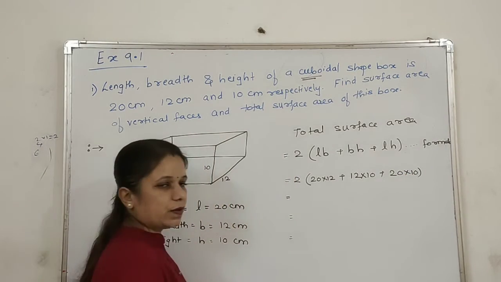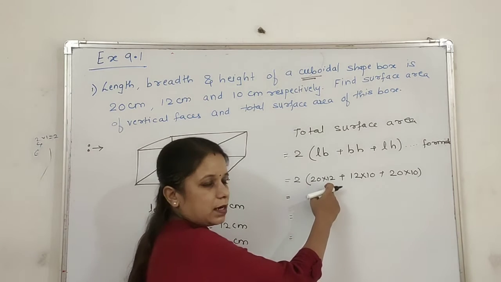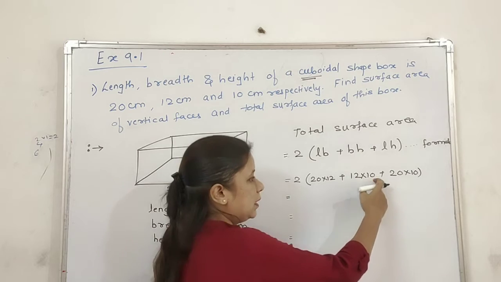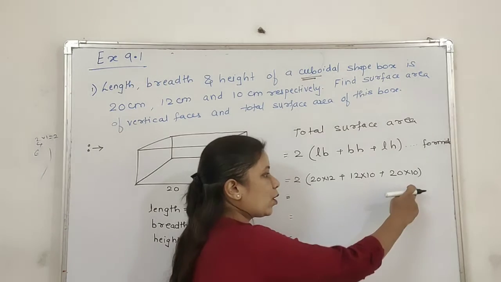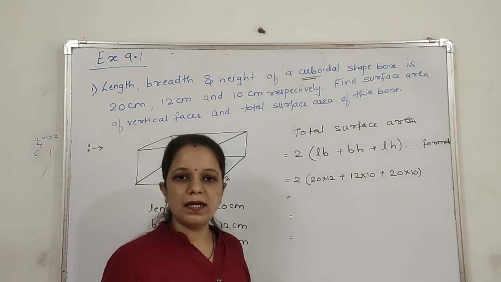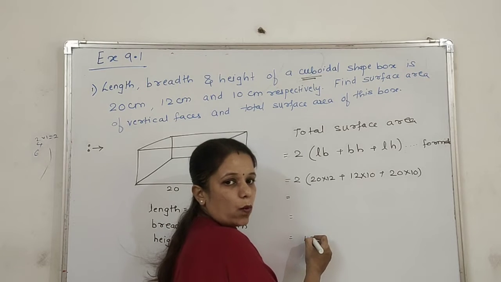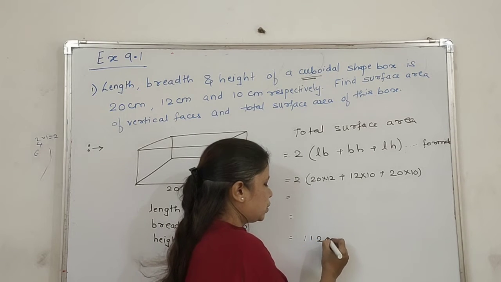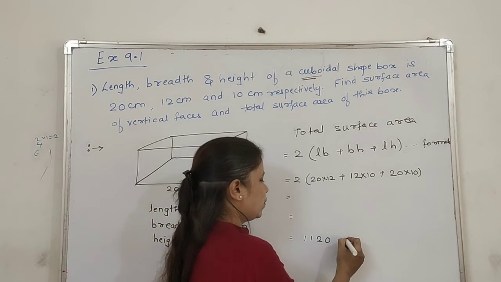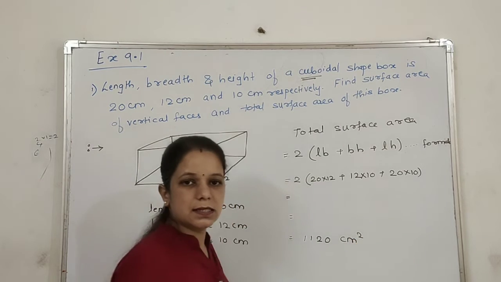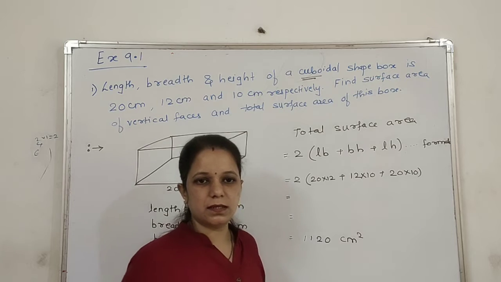Now you will have to do the calculation part. First 20 into 12, then 12 into 10, then 20 into 10. We will multiply it, add all the quantities, multiply it by 2, and then you will get the answer as 1120. Now the unit is centimeter, so we will take it as centimeter square. Okay, please note it.